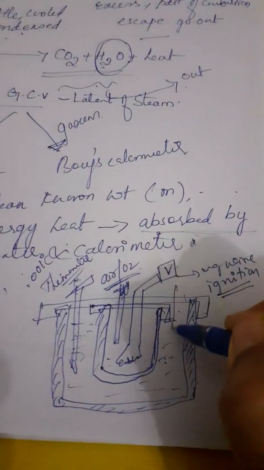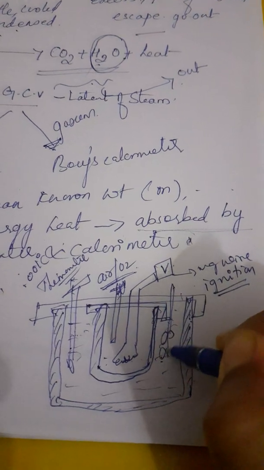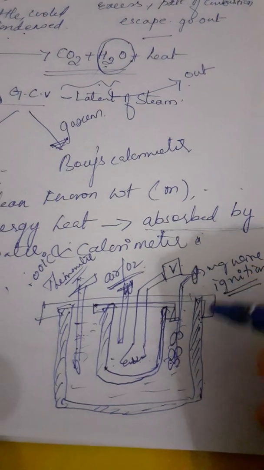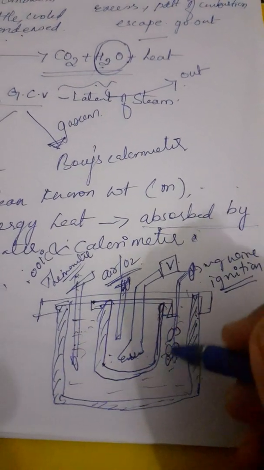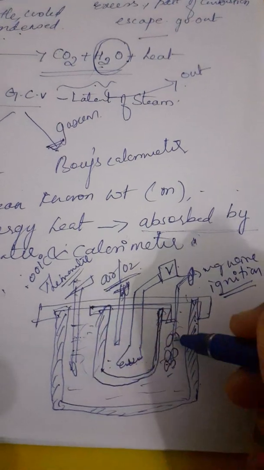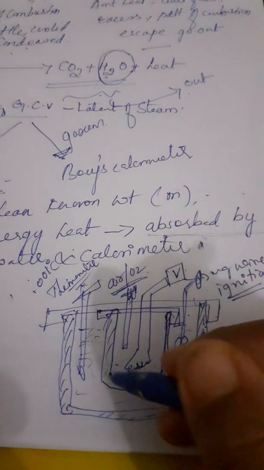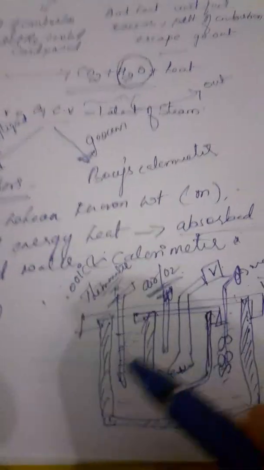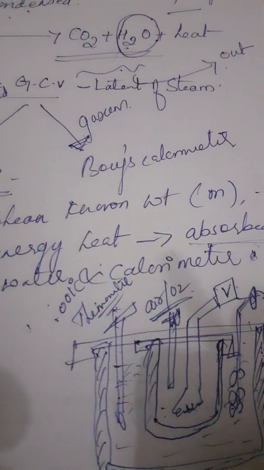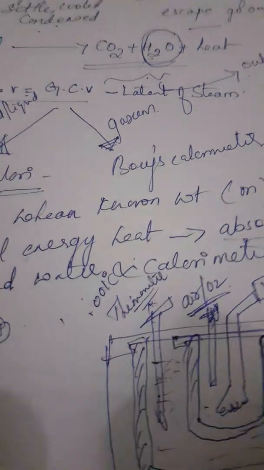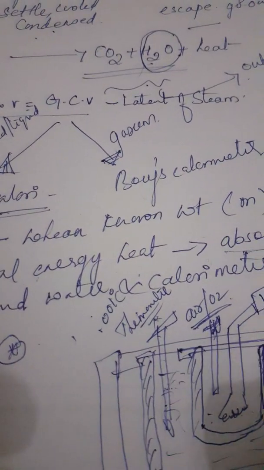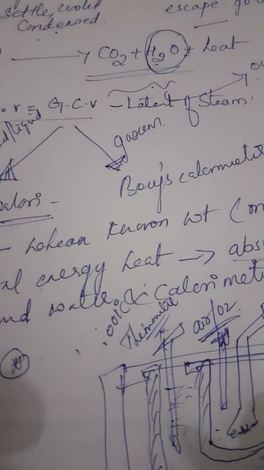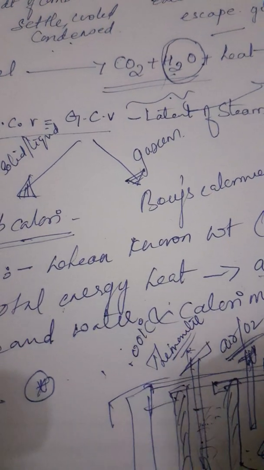And also an electrically operated stirrer will be there. This stirrer helps in the continuous mixing of the water so that the heat gets homogeneously mixed through the water. This copper calorimeter is surrounded with an air jacket and then a water jacket. So this is the air jacket and water jacket. This is just for proper insulation.